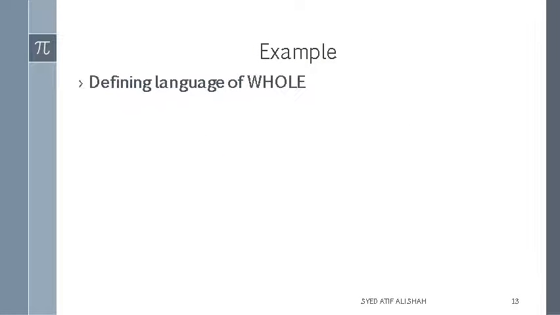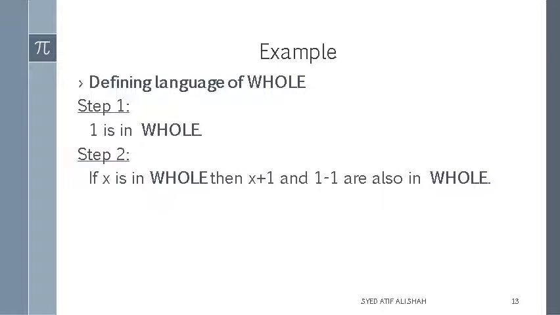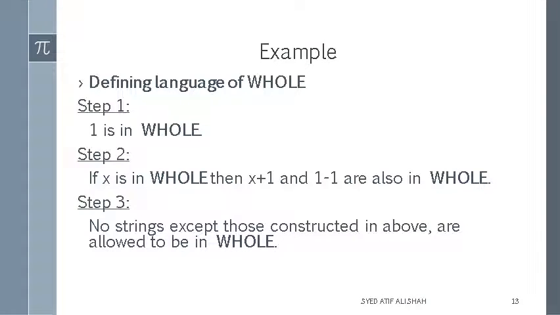Now we have another example, defining the language of whole numbers. In whole numbers, step number 1: 1 is a whole number. Step number 2: let's say x is a whole number, so x plus 1 and 1 minus 1 are also whole numbers. The same condition, no other string.